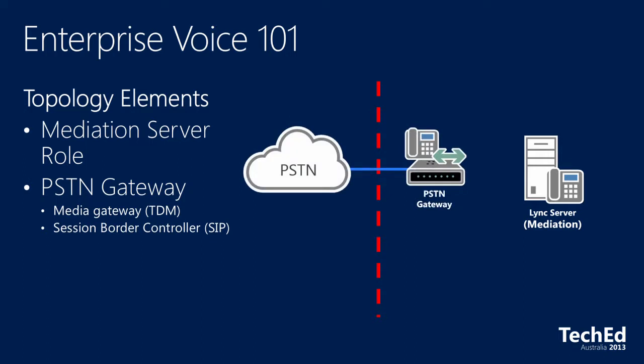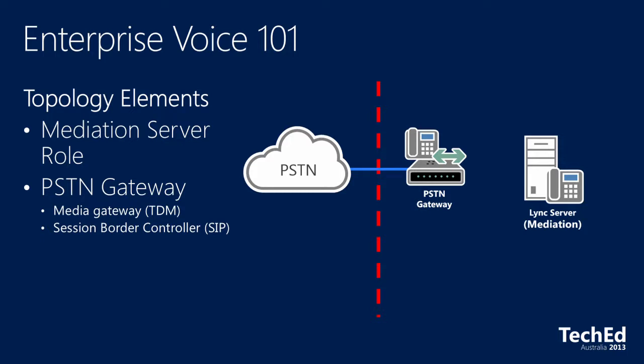So the mediation server will connect to what we call in Lync a PSTN gateway. The PSTN gateway, that's what it's called in topology. It can be a number of different devices. It could be a media gateway that connects to like an ISDN service, so it talks SIP on one side and then ISDN on the other.